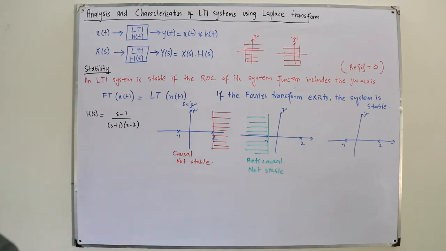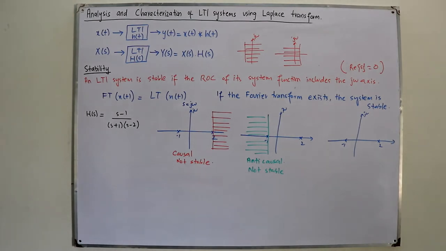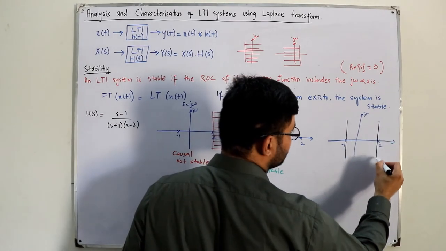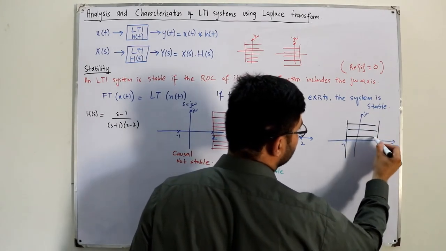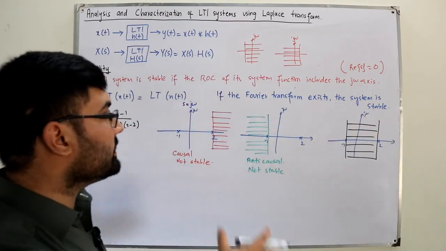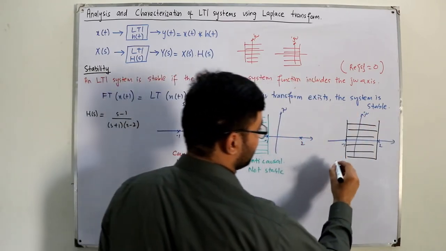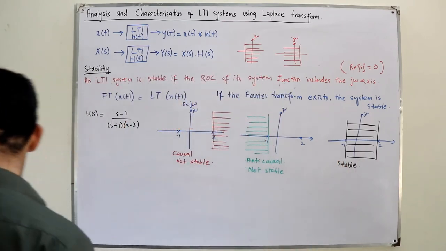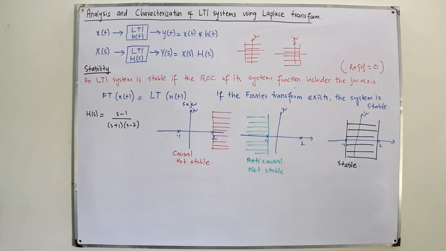Now, the final possibility is that if it's a strip in between the two poles, so over here what do you have? It's neither causal nor anti-causal, but it's stable. And the corresponding impulse responses are also given in the book.